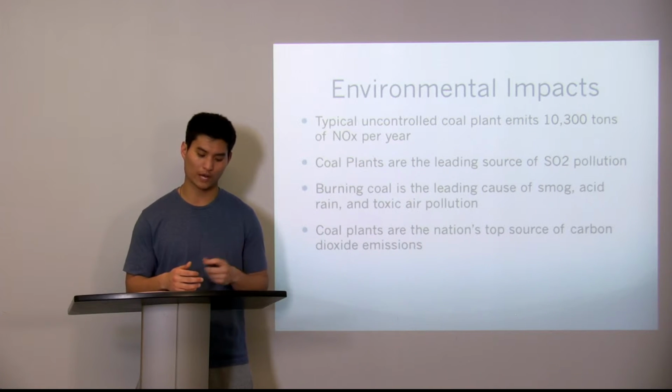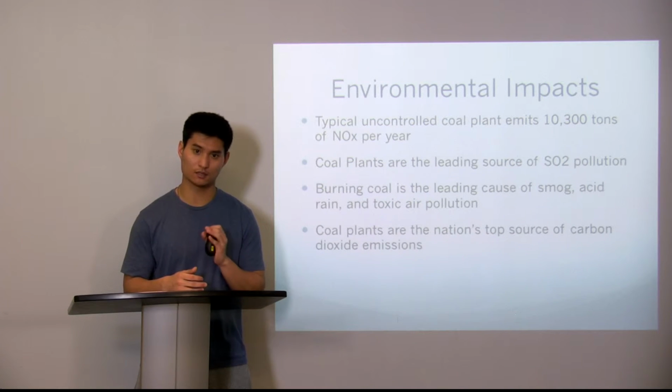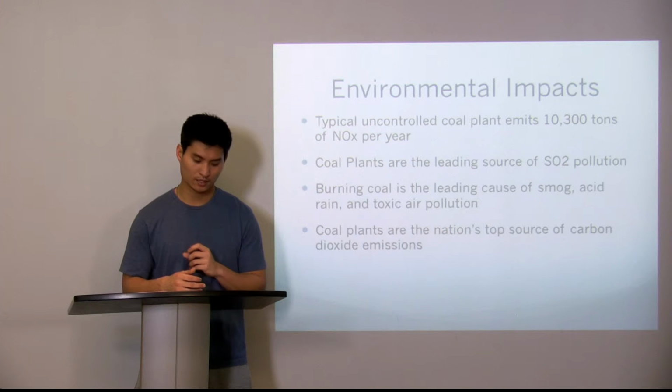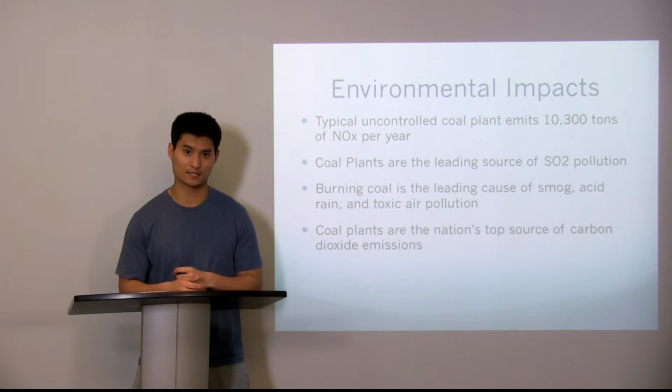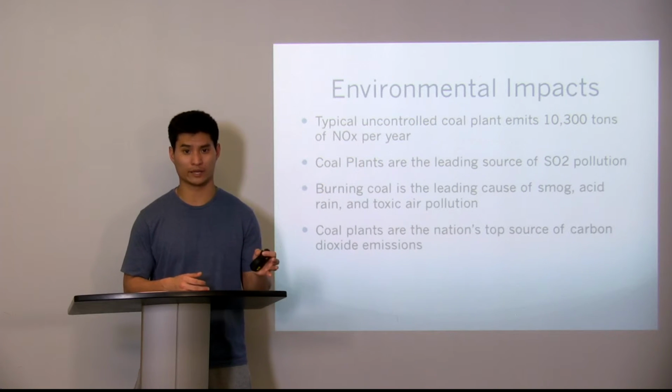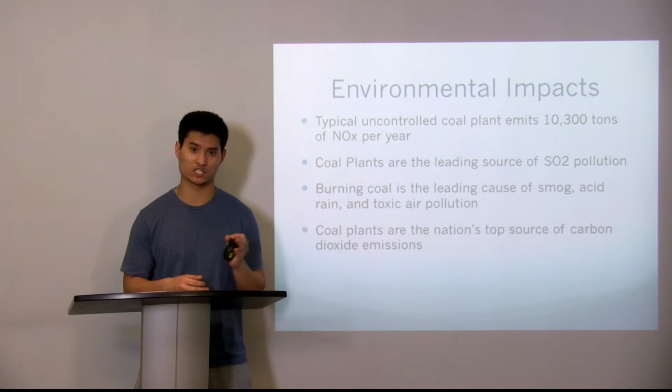Additionally, a typical coal power plant requires 40 railroad cars to transport 1.4 million tons of coal in a year. These locomotives emit nearly 1 million tons of nitrogen oxides, and an uncontrolled power plant also produces an additional 10,000 tons of nitrogen oxides per year.